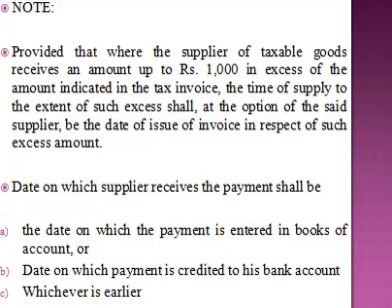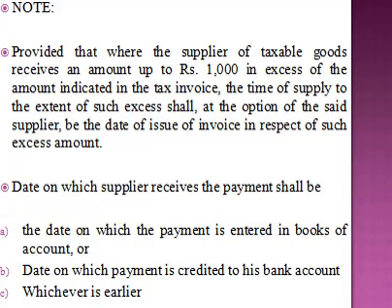Provided that where the supplier of taxable goods receives an amount up to rupees 1000 in excess of the amount indicated in the tax invoice, the time of supply to the extent of such excess shall at the option of said supplier be the date of issue of invoice in respect of such excess amount. So, this concept is only if the invoice does not contain the entire value and the rest amount which you have collected from the customer is of rupees 1000 or more.